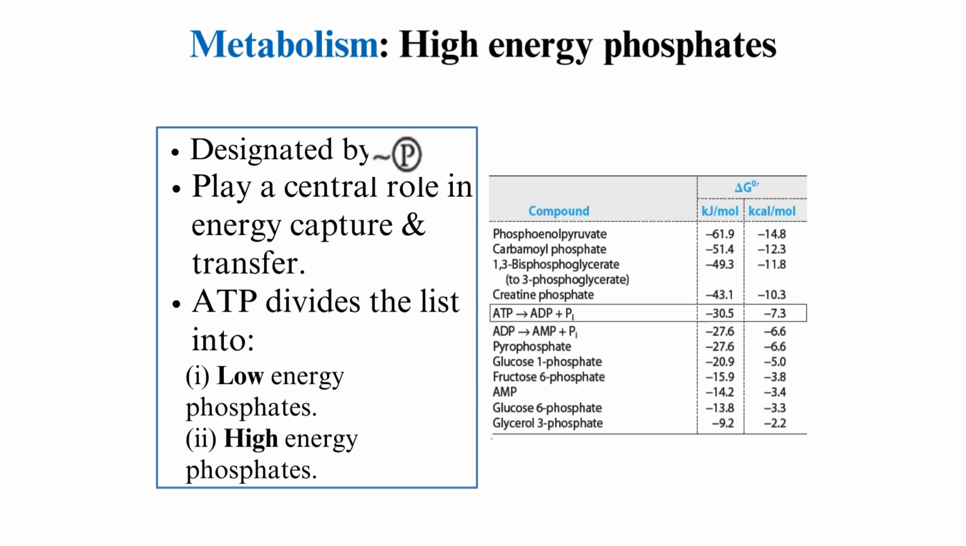It divides the list into those at the top of the list, which are high energy, including phosphoenolpyruvate, carbamoyl phosphate, 1,3-bisphosphoglycerate, and creatine phosphate, from those at the bottom of the list, which are considered low energy phosphates, such as ADP, pyrophosphate, glucose 1-phosphate, fructose 1,6-phosphate, and so on.